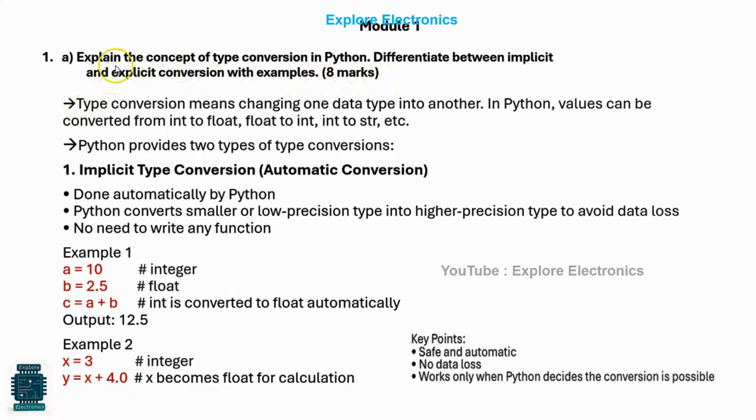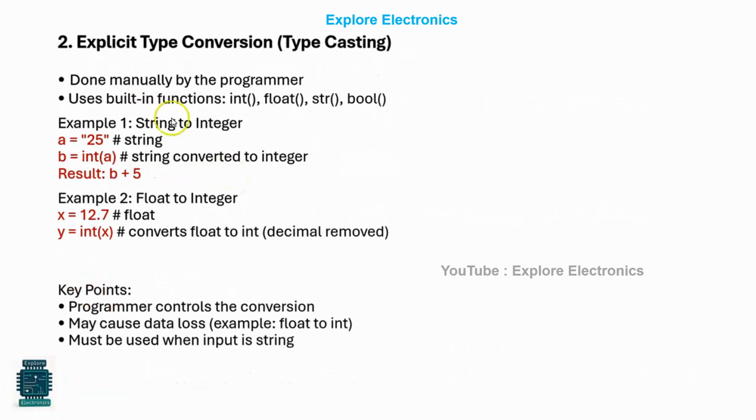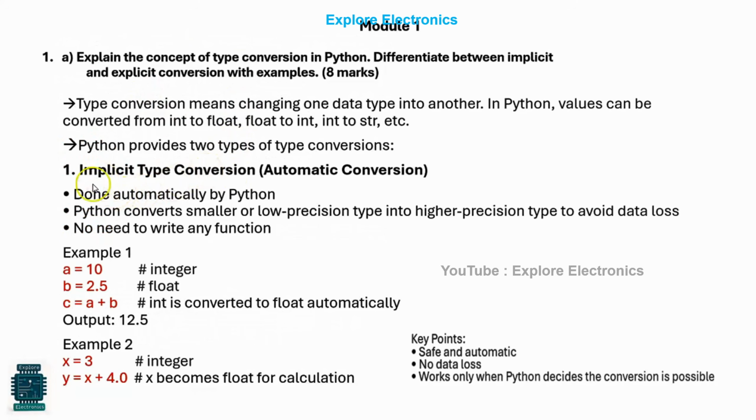Here we have to explain type conversion in Python. Type conversion means changing one data type into another. Values can be converted from int to float, float to int and into string. That is, we are changing the data type from one data type to another easily. Got it? Here we have two types in type conversion, that is implicit type conversion and explicit type conversion. Let us see one by one.